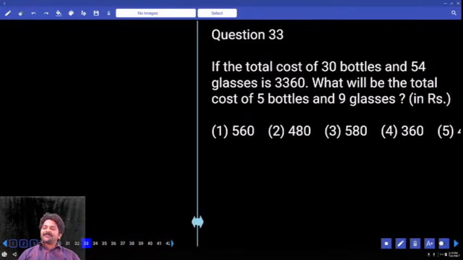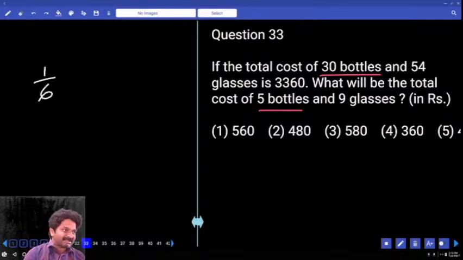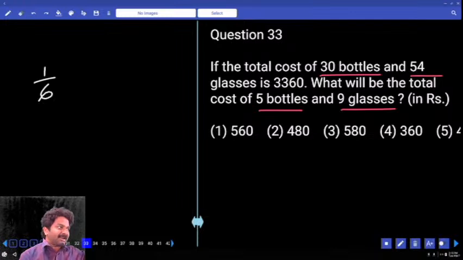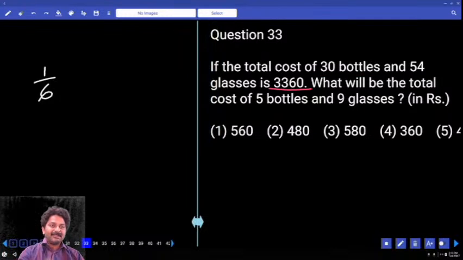If the total cost of 30 bottles and 54 glasses is 3360, what will be the total cost of 5 bottles and 9 glasses? Now you need to compare only bottles. Earlier we have 30, now it becomes 5. What has it become? By 6, correct? Now glasses, earlier we have 54, now it is 9. Is the same relation applied there? 1/6 only. So bottles becomes 1/6, glasses becomes 1/6. So the answer is 1/6.